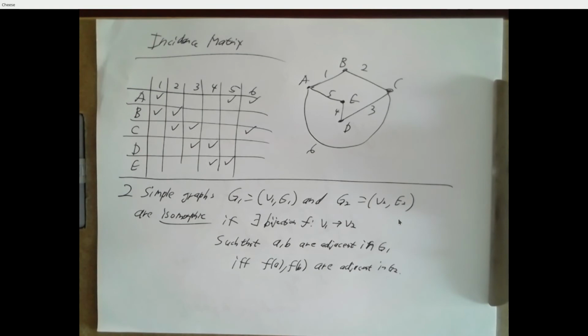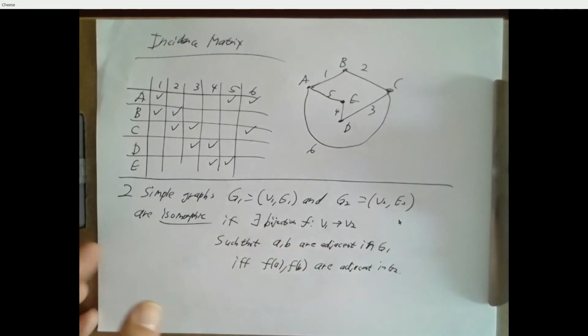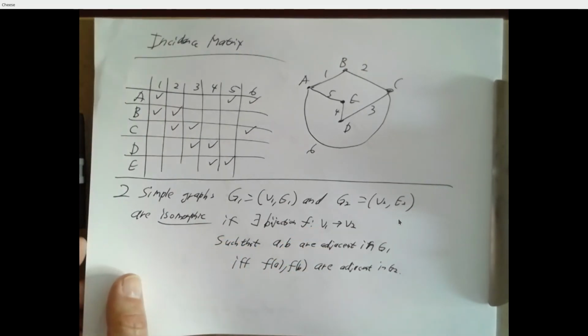What's going on right there? That says, if there exists a bijection, so a 1-to-1 map from V1 to V2. What's the word before that? Bijection? Bijection. Yeah.